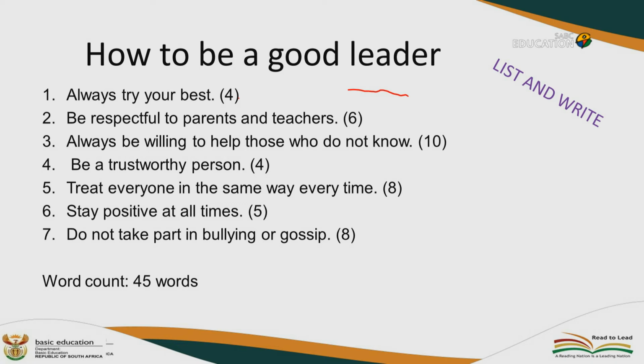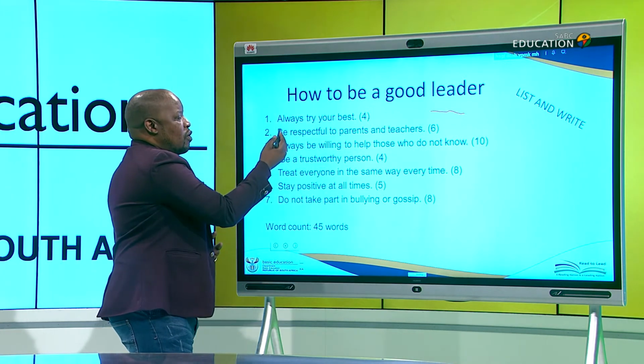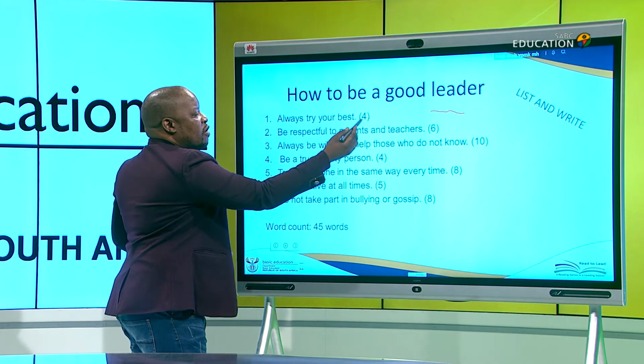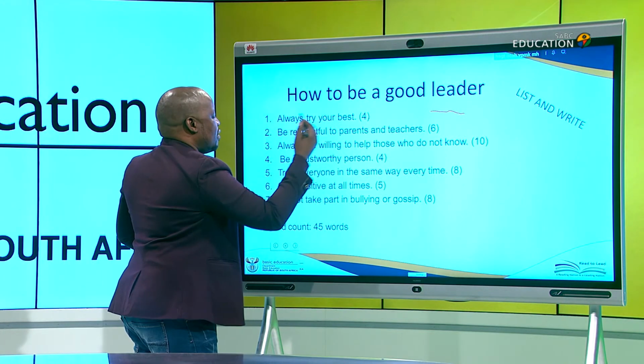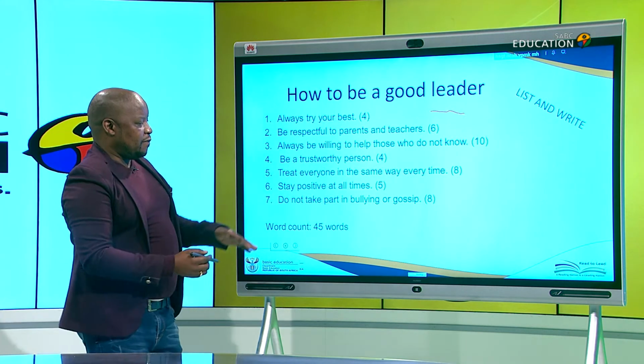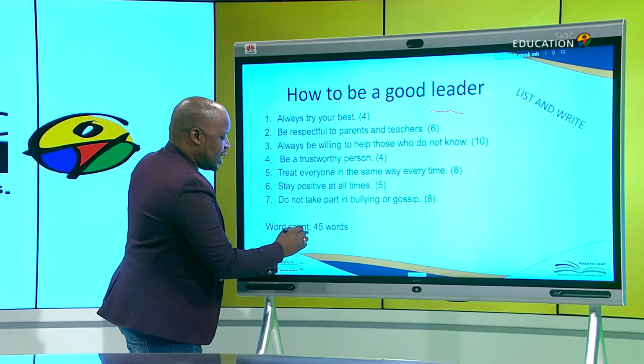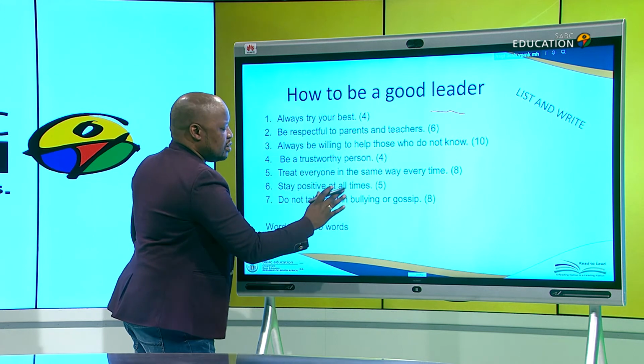We're also counting at the same time. How many words are in point number 1? We've got 4. Point number 2, we have 6 words. We count everything, learners. It's 1, 2, 3, 4, 5, 6. Then we have 1, 2, 3, 4, 5, 6, 7 points there. At the end, after counting the whole piece, you write it 45. The words used there, it's 45.